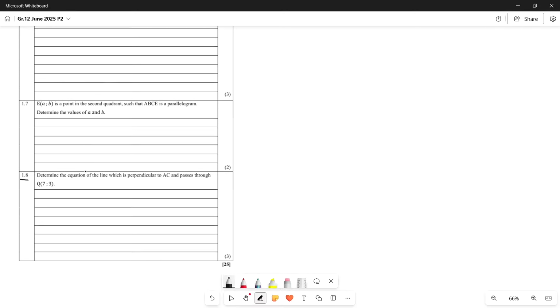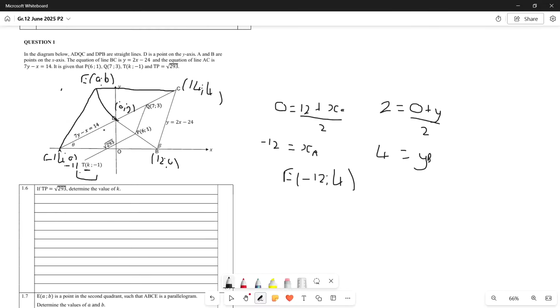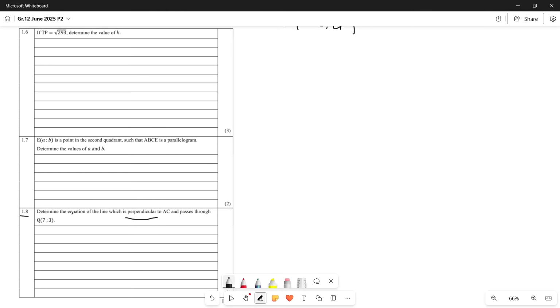And then question 1.8, the last question of this section. Determine the equation of the line which is perpendicular to AC and passes through Q. So it is perpendicular here and passes through Q at 7 and 3 as the coordinate pair.